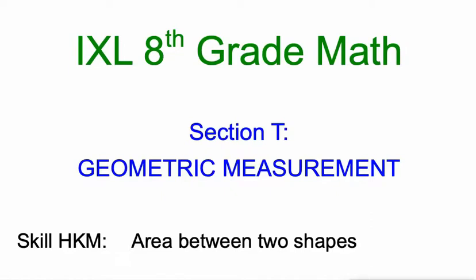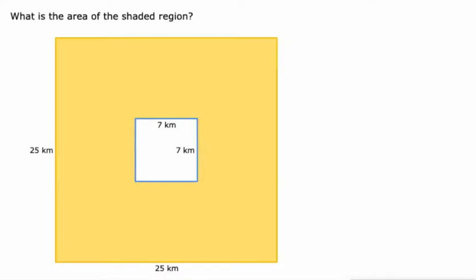In this video, we're going to do area between two shapes. Simple concept. The last one is pretty tricky though. I've just got 4 examples, so stick around for that last one. All right, what's the area of the shaded region? So this yellow region right here.